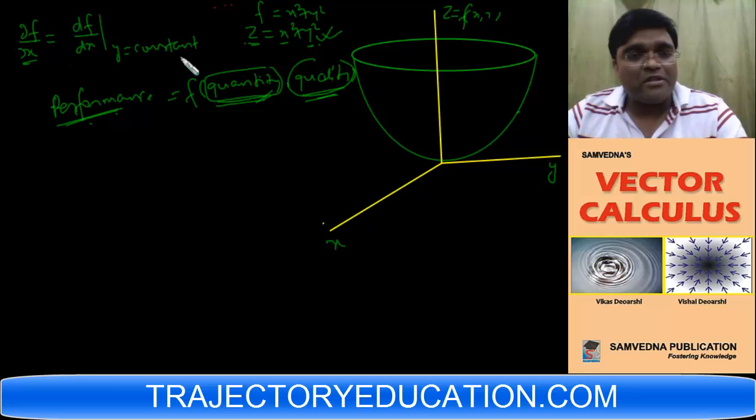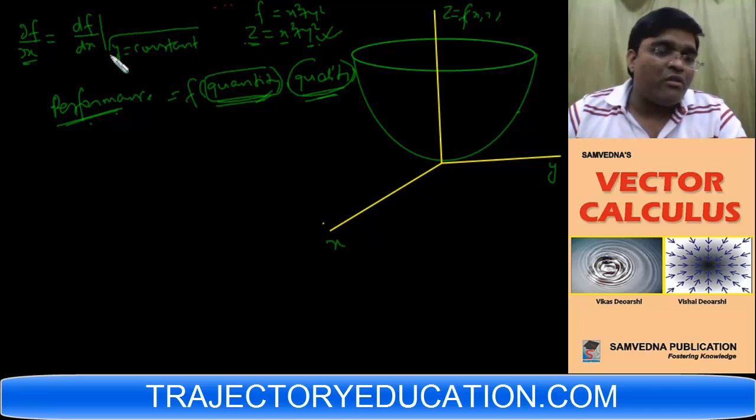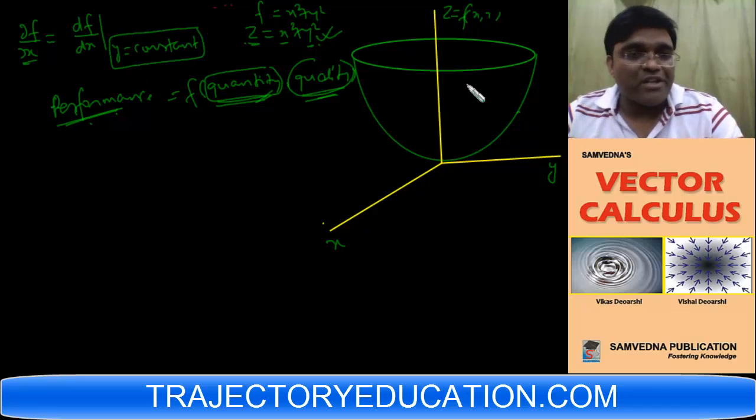So what do you do over here? You find the derivative of f keeping y constant. You just vary x, so y has to be kept constant obviously. What does y equal to constant mean geometrically?